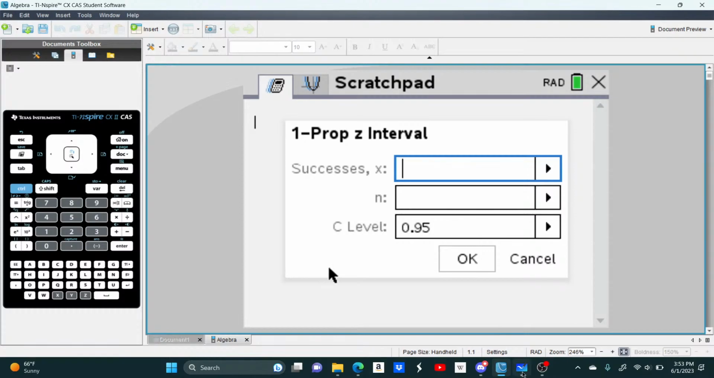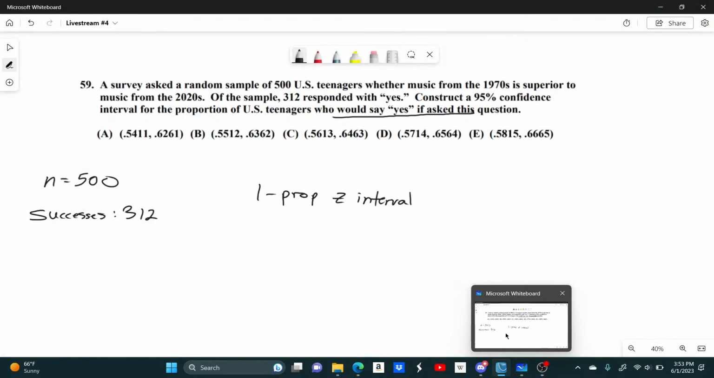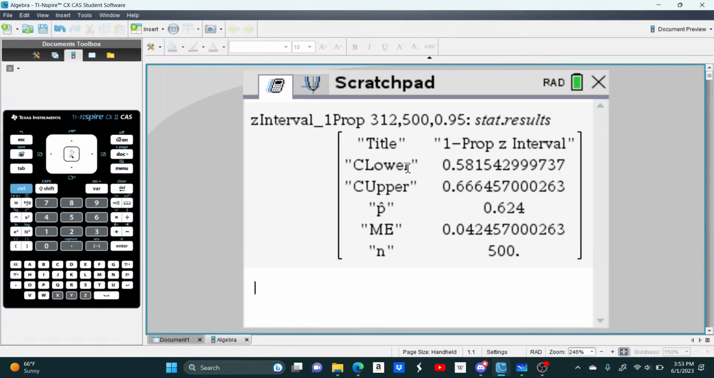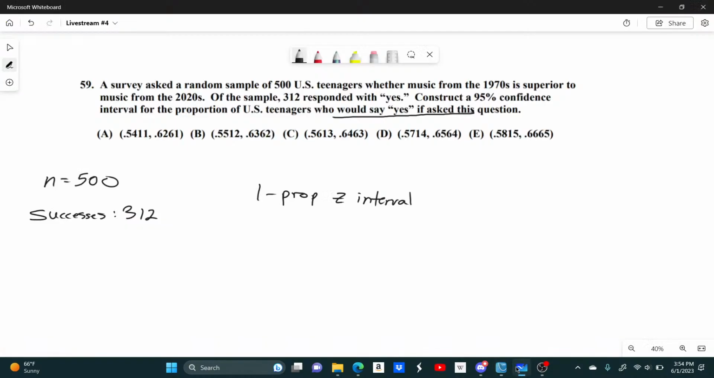So we had, was it 312? Yes, 312 successes, 500 people sampled, and what level of confidence do we have? I think it was 95. Yes, construct a 95% confidence interval. And so you just click OK, and here's our confidence interval. It's from 0.582 to 0.666. There we go. Pretty straightforward. You just have to know to use this interval is the only thing.